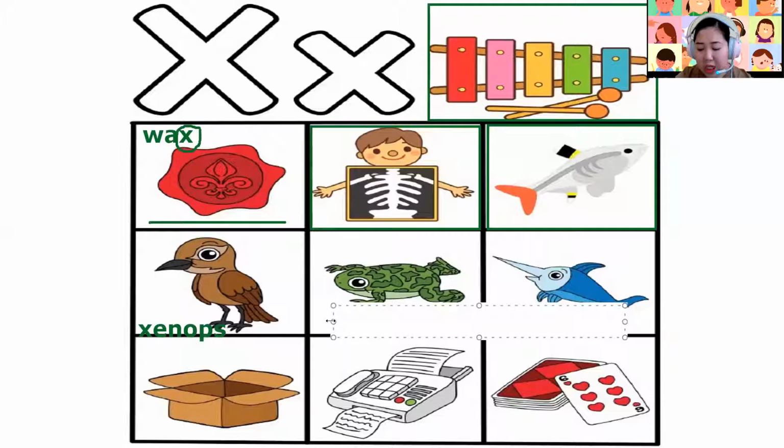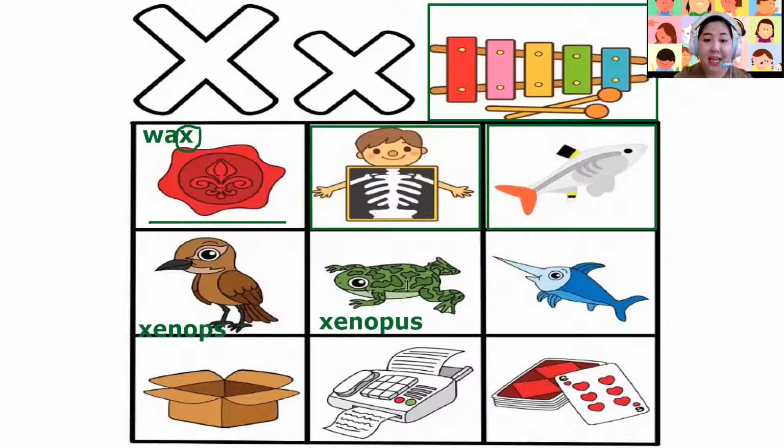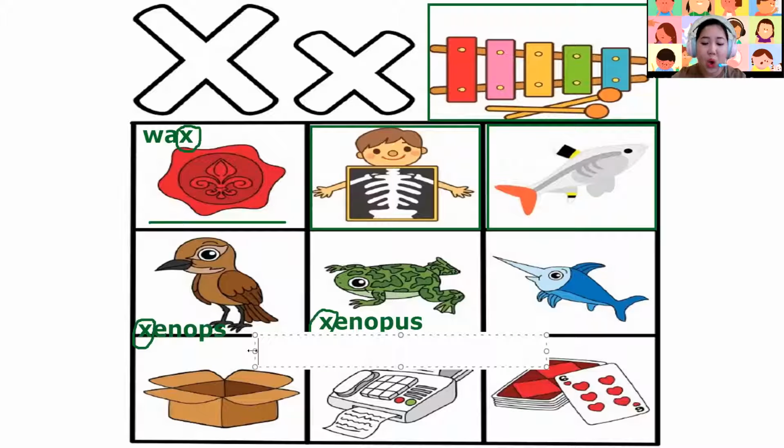And this frog is called a Xenopus. That is the name of the frog. And it spells out as this one. Xenopus. That is how the name of this frog is called. So it also has the x, x sound in the beginning. Just like xylophone, X-ray fish, and xenops.